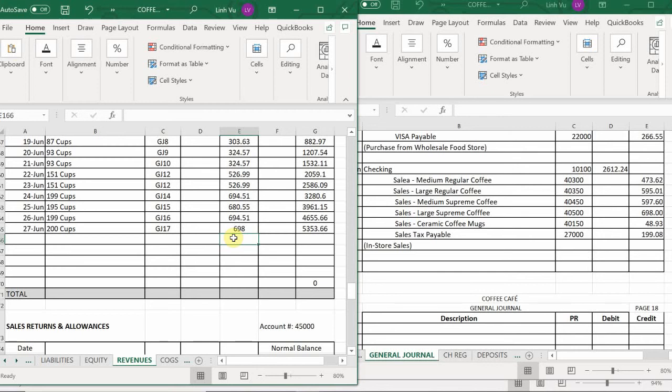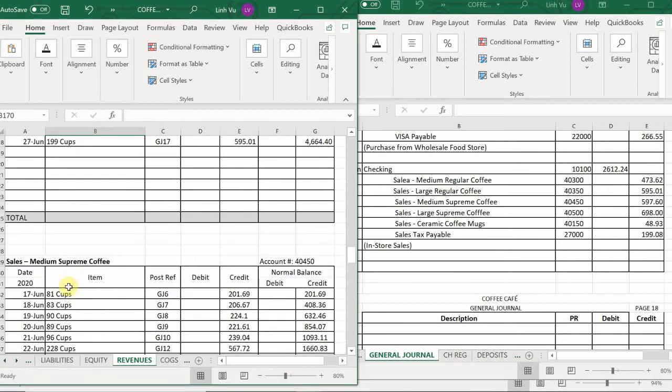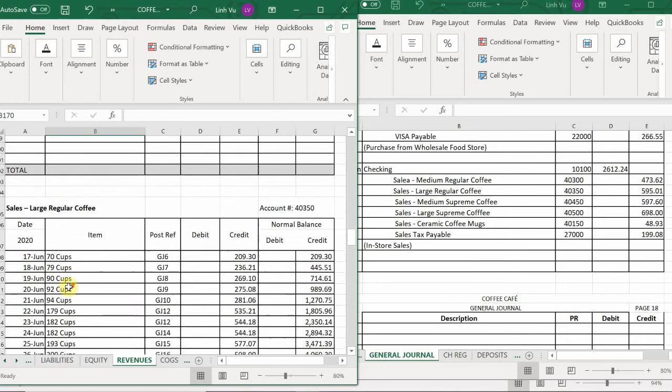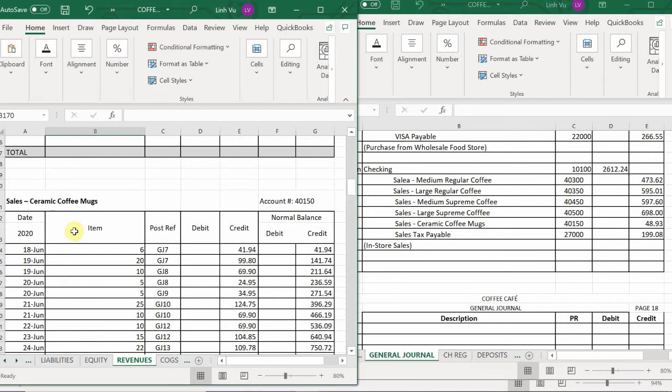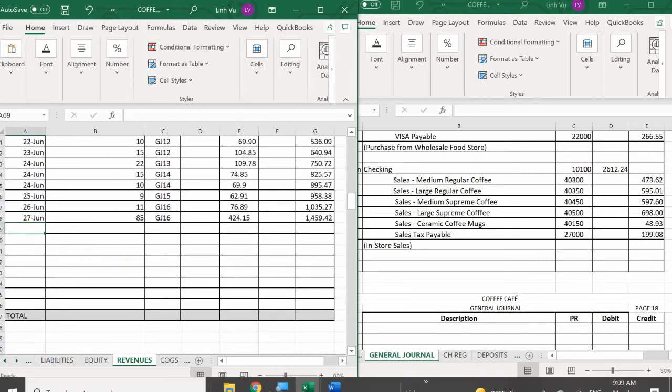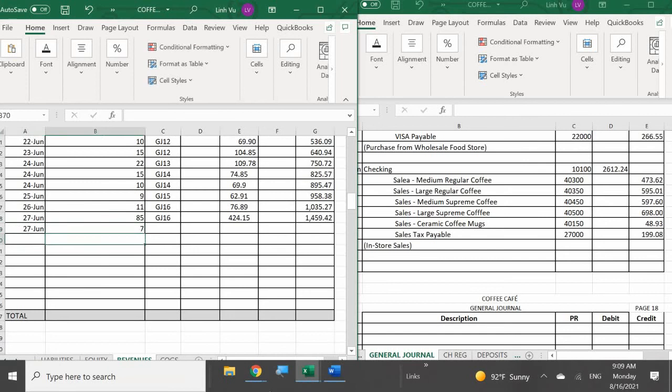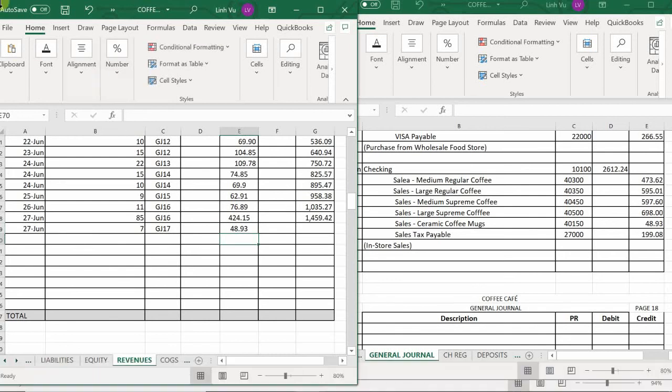And now we go to sales coffee mugs. Sales ceramic coffee mugs. There we are. We sold a quantity of 7. Journal 17. Our amount is $48.93. The grand total is $1508.35. 1508.35 is correct.